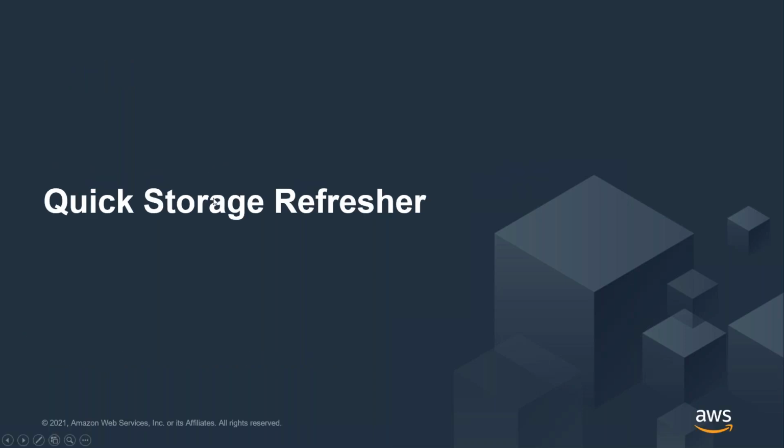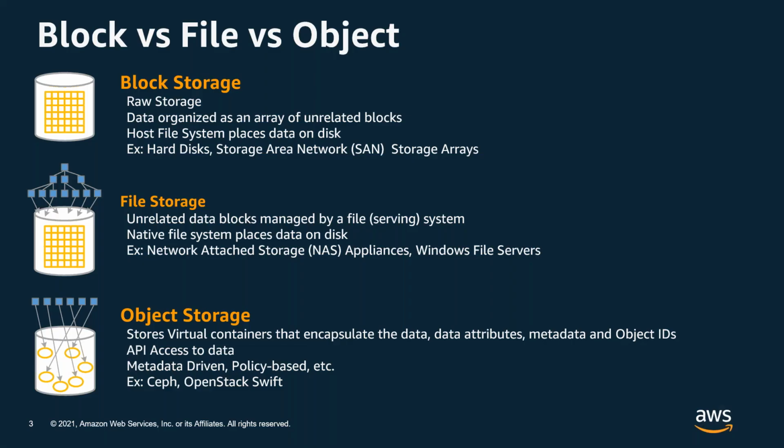Okay, so before we get too far into S3, I want to take a step back and talk about some of the differences between block, file, and object. There are generally three different storage types. We've got our block storage, so we think of that as raw storage.